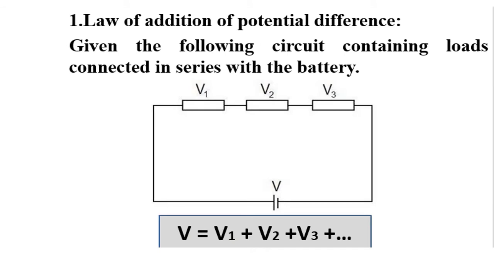1. Law of addition of potential difference. Given the following circuit containing three loads connected in series with the battery, the voltage of the circuit that is equal to the voltage of the battery equals the summation of the voltages across the loads. So V equals V1 plus V2 plus V3.